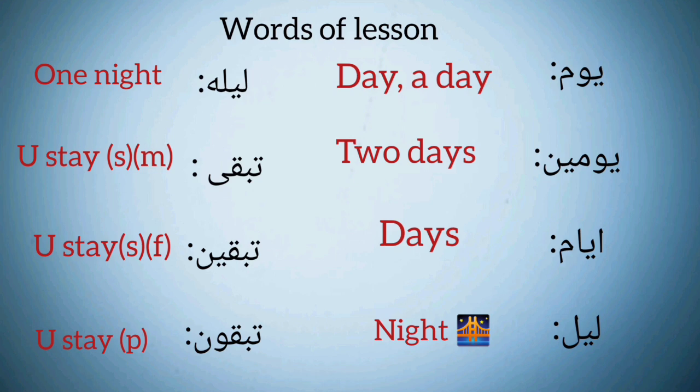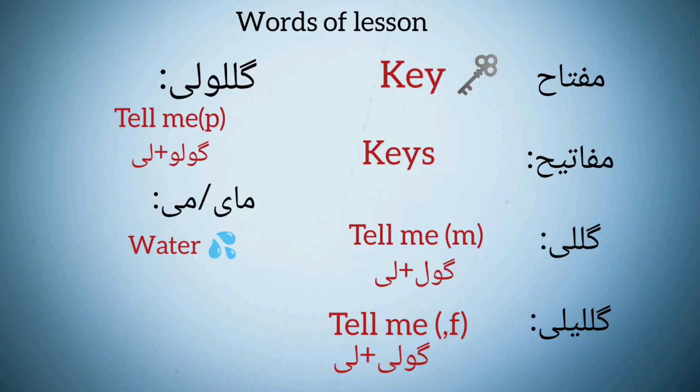تبقى means you stay, and it's singular and masculine. مفرد مذكر. تبقين means you stay. This one is for female, and it's feminine. And تبقون means you stay, for plural. We say it for a group of people. مفتاح means key, and the plural is مفاتح, keys.